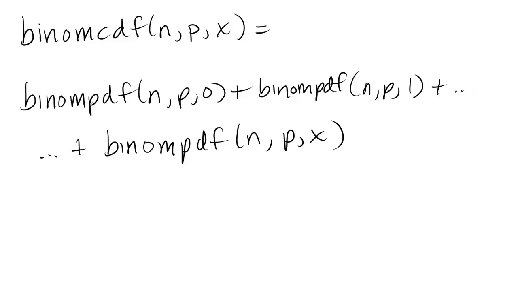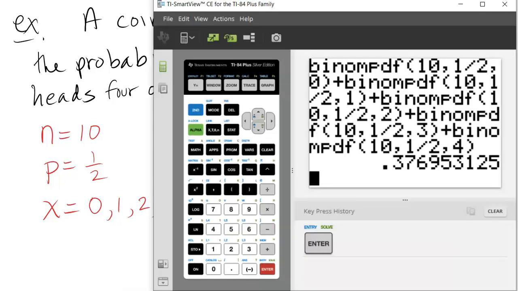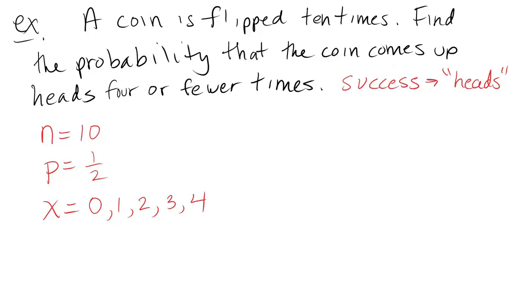Well, that's exactly the situation that we're in. We have a sum of Binompdfs that we want to string together. Rather than typing all 5 of those in and adding them up, we can just use our new Binomcdf function in order to do this. This is Binomcdf of 10, 1/2, 4.